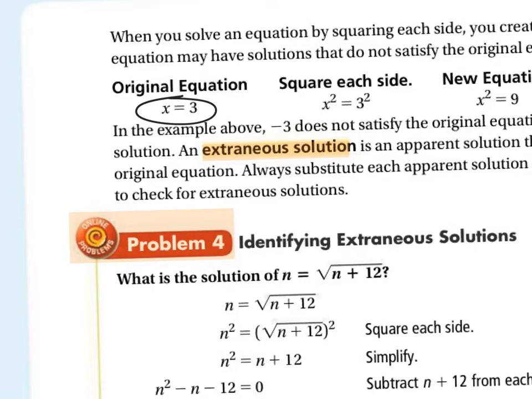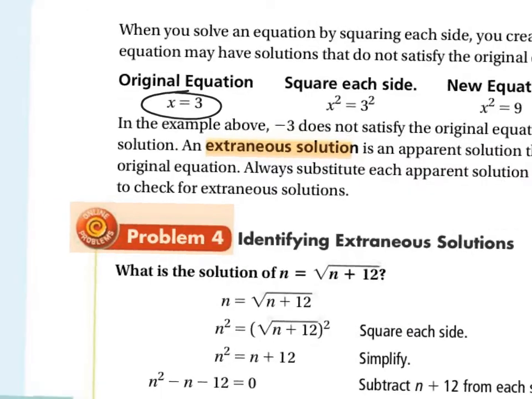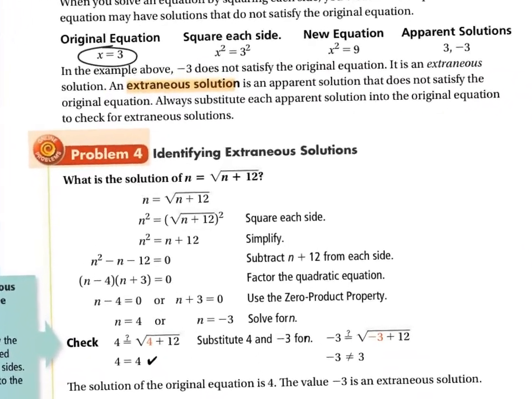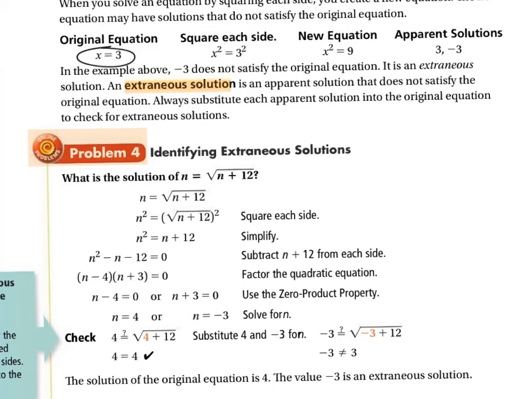So we introduced a solution that actually is not a solution. And that's called an extraneous solution. The first part of extraneous is extra, so it's like an extra solution. It's a solution that doesn't work, basically. So that's why it's good to substitute numbers in.